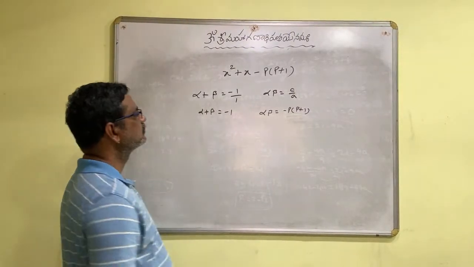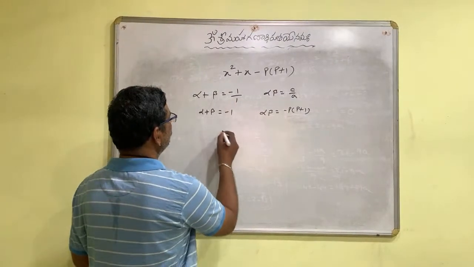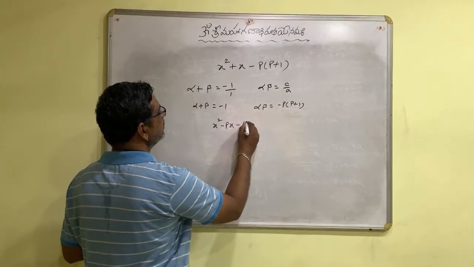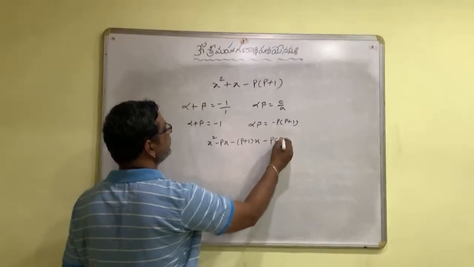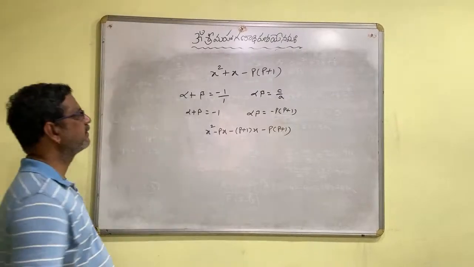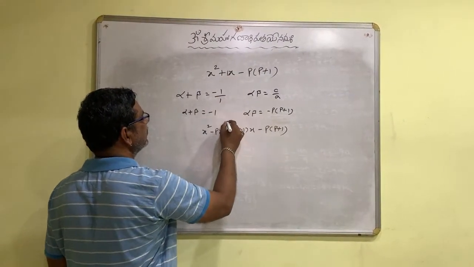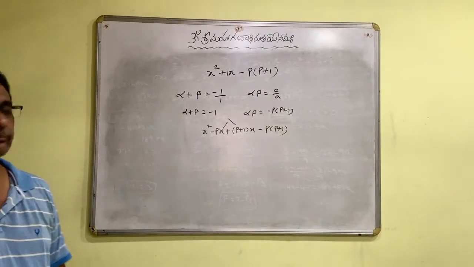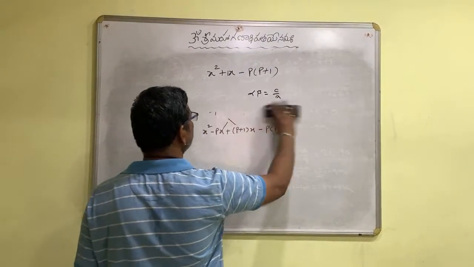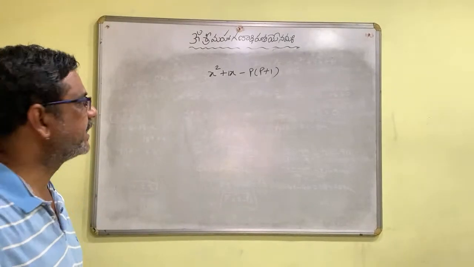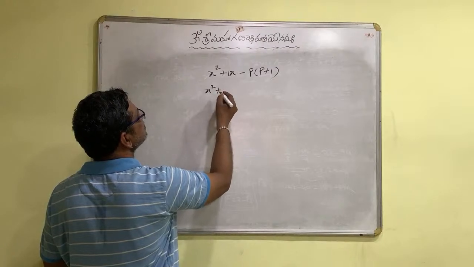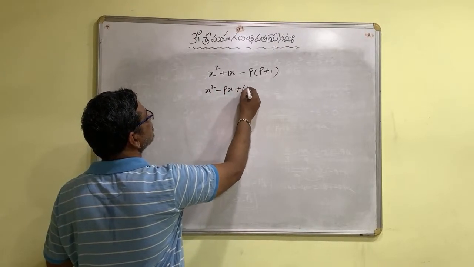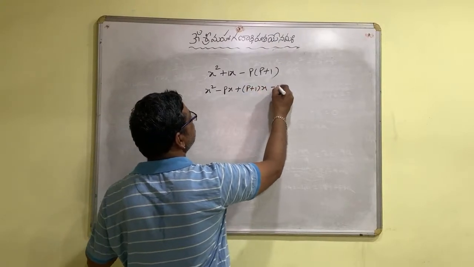So what we have to do? x square minus px plus p plus 1 times of x minus p into p plus 1. You need to split this one like this. No, sorry, plus. There is no need to even find alpha plus beta and alpha beta. Why confusion? See, x square minus px plus p plus 1 times x, minus p into p plus 1.